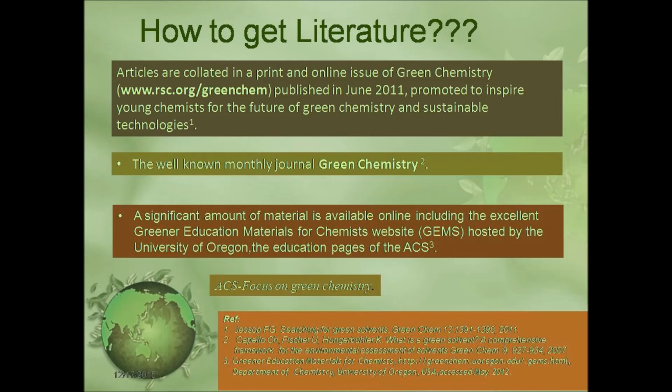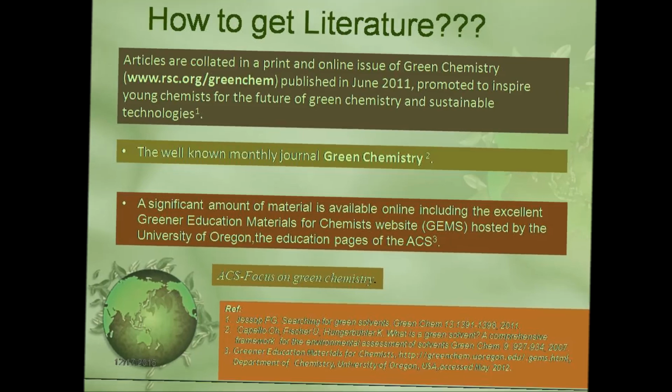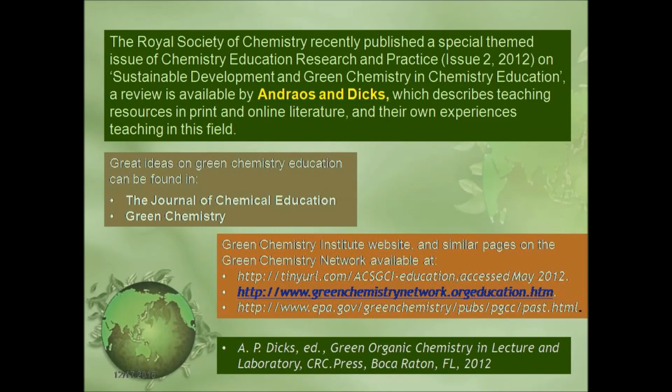A significant amount of material is available online, including the excellent Greener Education Materials for Chemists website hosted by the University of Oregon. You can see on the education pages of ACS, the American Chemical Society is mainly focusing on green chemistry. The Royal Society of Chemistry recently published a special themed issue of Chemistry Education Research and Practice in 2012 on sustainable development and green chemistry in chemistry education. There is a review by Andrews and Dix, which describes teaching resources in print and online literature and their own experiences teaching in this field.